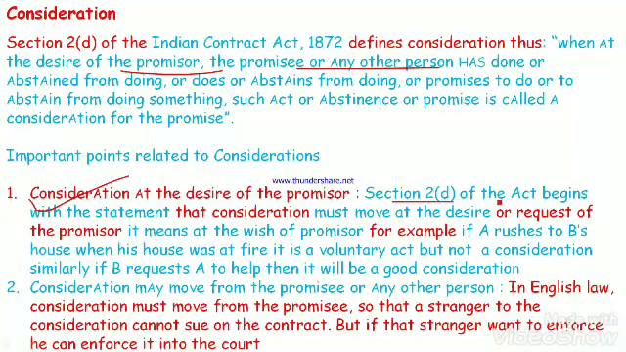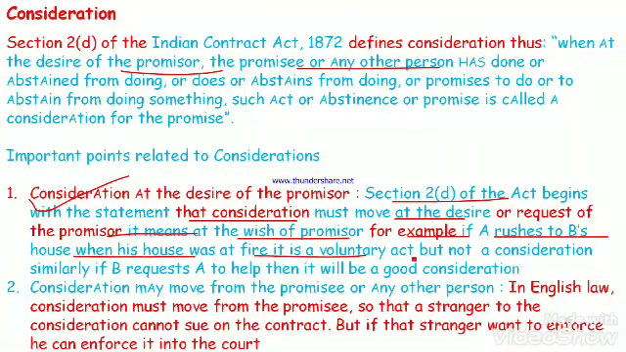Consideration at the desire of the promisor. Section 2(d) of the Act begins with the statement that consideration must move at the desire or request of the promisor. It means at the wish of the promisor. For example, if A rushes to B's house when his house was on fire, it is a voluntary act but not a consideration. Similarly, if B requests A to help, then it will be a good consideration. So, consideration at the desire of the promisor.